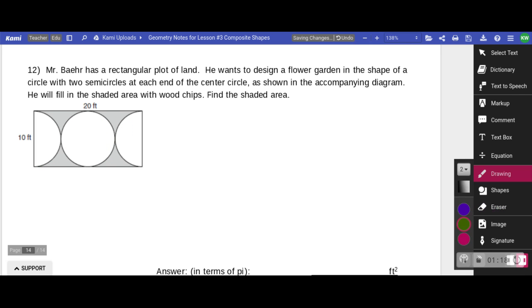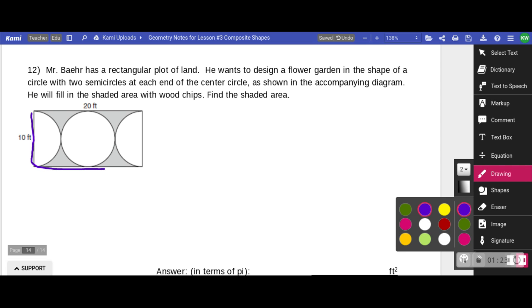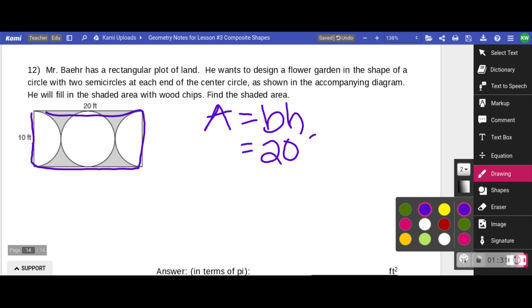So let's just start by finding the area of the entire rectangle. So the entire rectangle is base times height. And the base will be 20 and the height will be 10. So the entire rectangle is going to be 200 square feet.